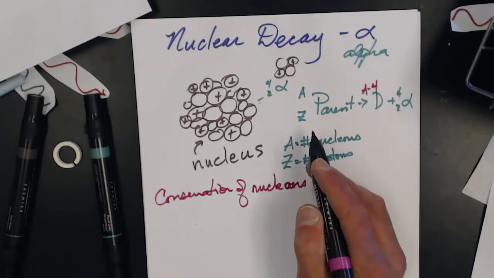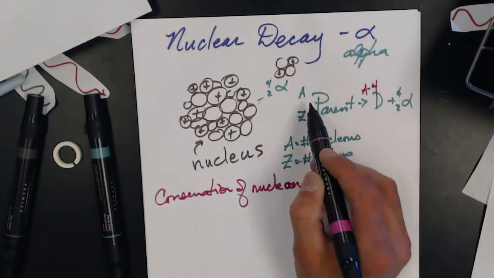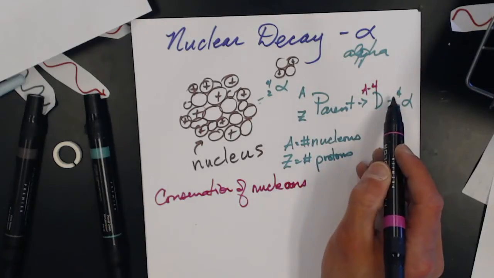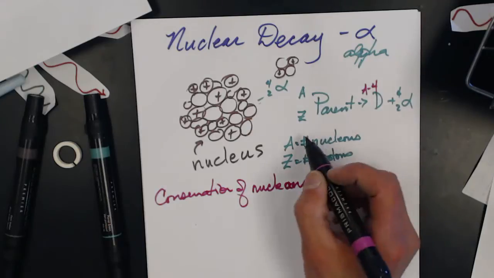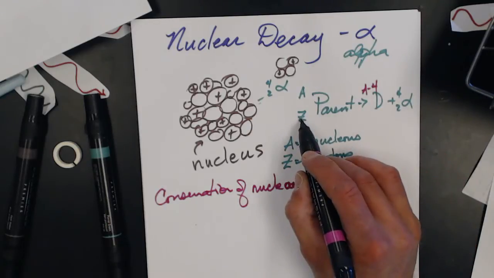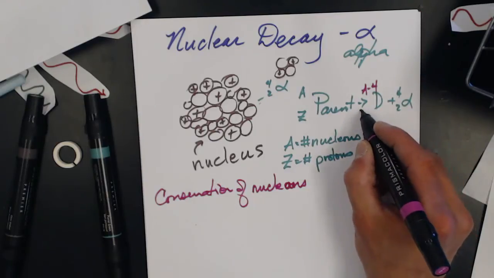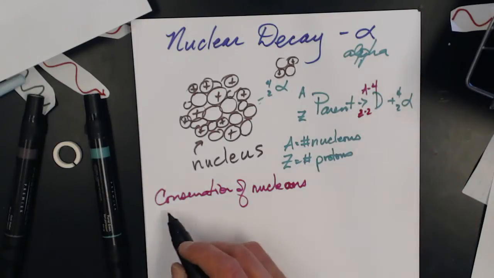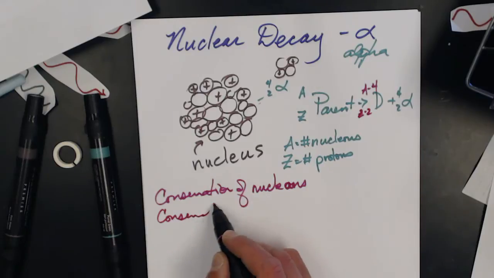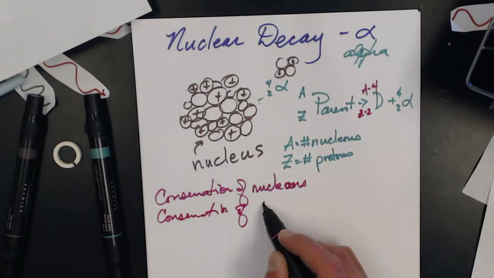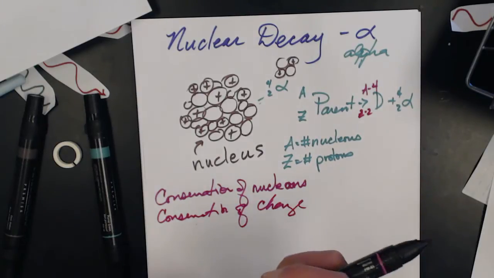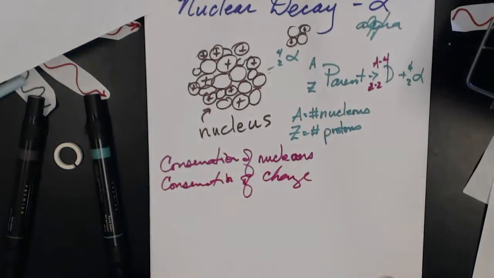So that means the number of nucleons you have on this side has to equal the number of nucleons on that side. And then down here, I have Z number of protons. 2 of them went with the alpha particle, so now I end up with Z minus 2 left. That is a conservation of charge. Let's take a look at something a little more concrete.